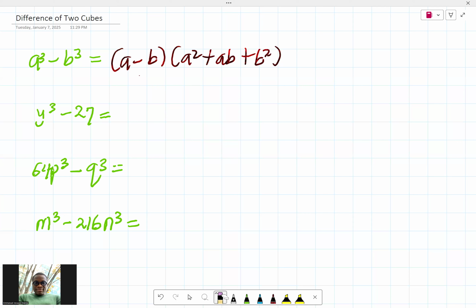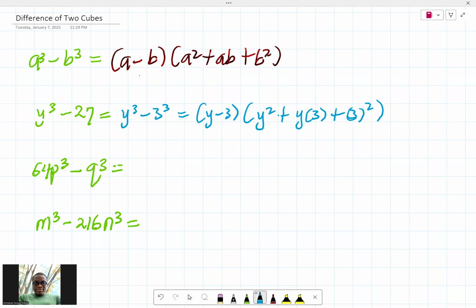So with this, how do we deal with y cube minus 27? That's y cube minus 3 cube. That is y minus 3 into y squared plus y times 3, plus 3 squared. So finally, that's just going to be y minus 3 into y squared plus 3y plus 9, basically.